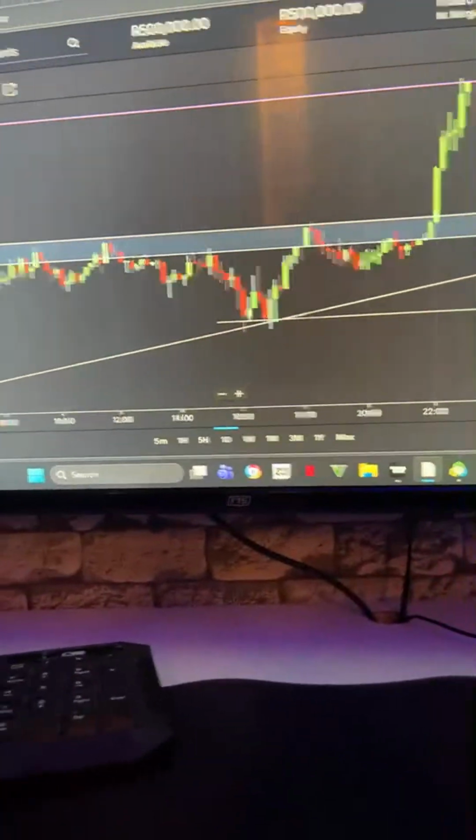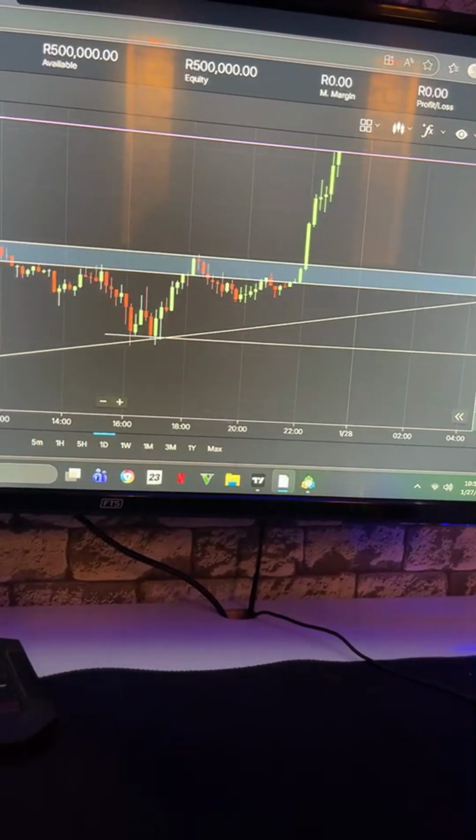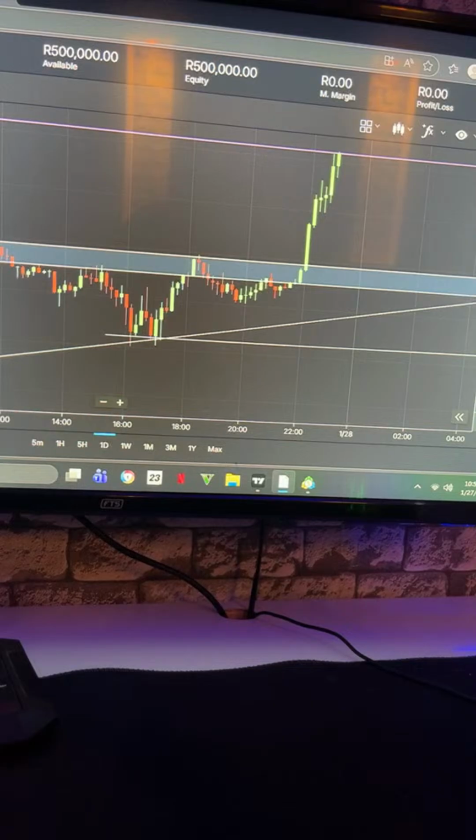Today was a profitable day for gold traders.